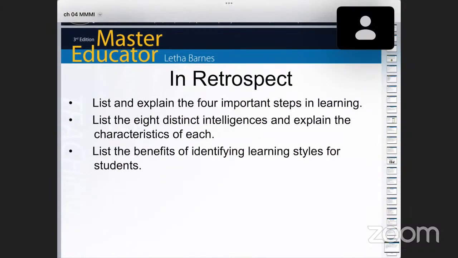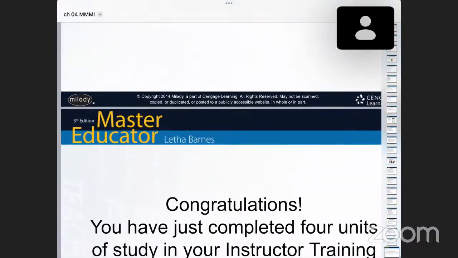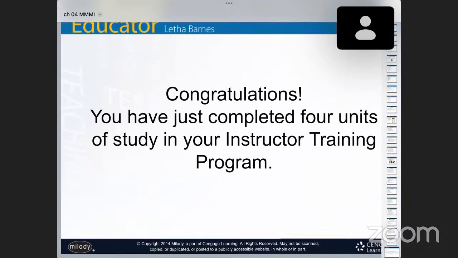And then in retrospect, okay, in retrospect, we're gonna list and explain the 4 important steps in learning. List the 8 distinct intelligences. We're always going to review those intelligences and list the benefits of identifying learning styles for students. And that's it. But we're going to come back to 4 all the time because that's one of the key ones that we will take in our classrooms every day.